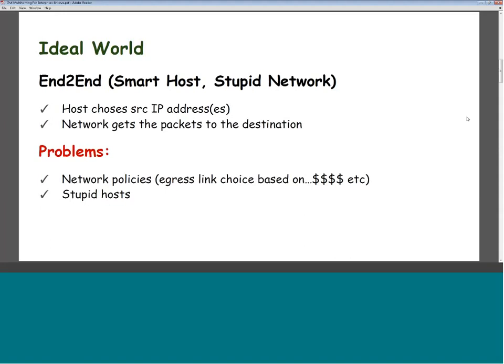Or there might be some other security policies to enforce. For example, this link should only be used to access some corporate infrastructure, and this link could be used to access the internet. And on top of this, we're going to see quite stupid hosts for a long time everywhere. So what's happening now? On the next few slides, I'll show some solutions I've seen, and most of them are quite ugly, but I don't think we actually have anything better.